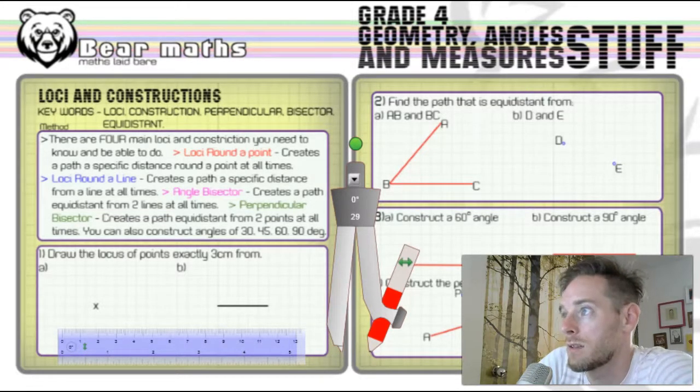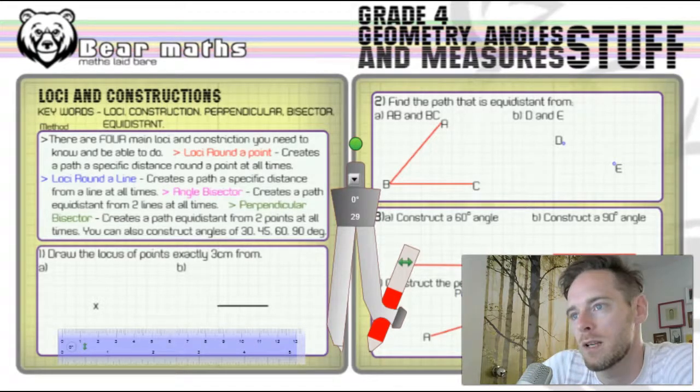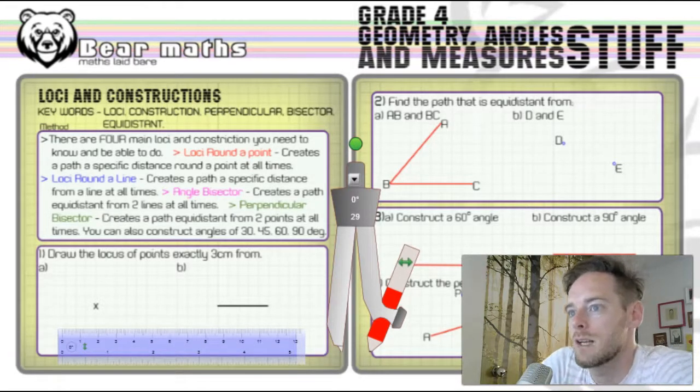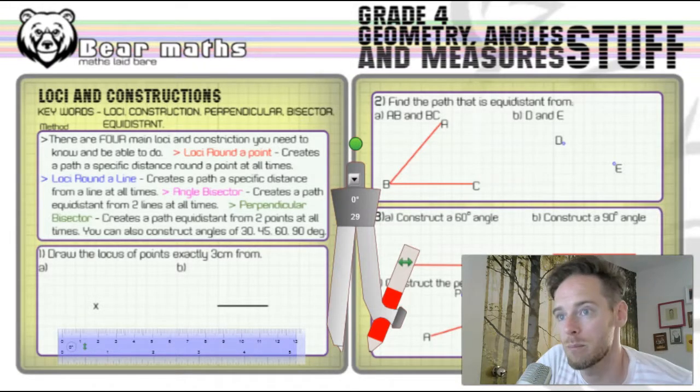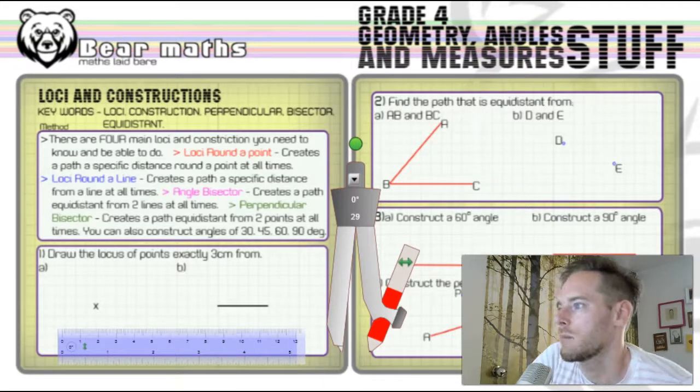An angle bisector creates a path equidistant from two lines at the same time. And the perpendicular bisector creates a path equidistant from 2 points at all times. And I've also put in there you can also construct angles of 30, 45, 60 and 90 degrees. And in the last one you can also construct a perpendicular from point P to the line AB, which is what that particular question says there, but for any point to a line. So I'm going to show you how to do all the four different things and show you how to construct some angles and stuff as well.